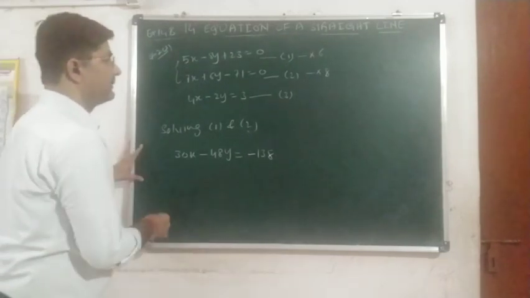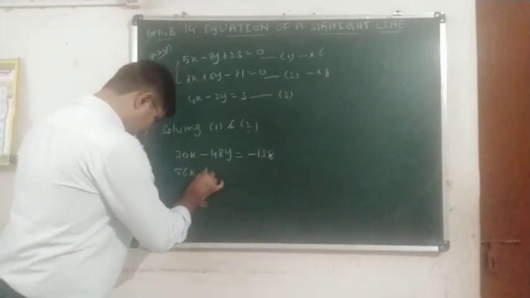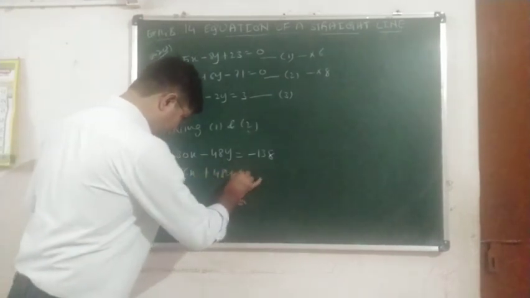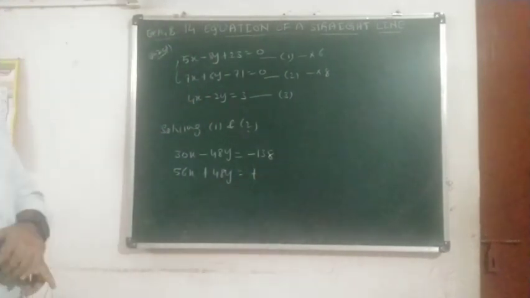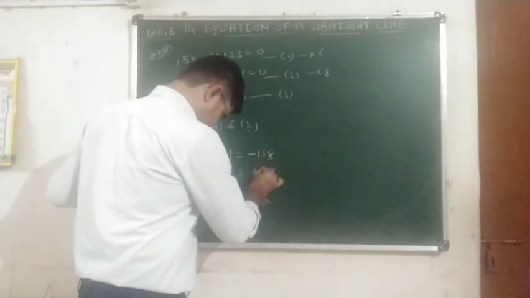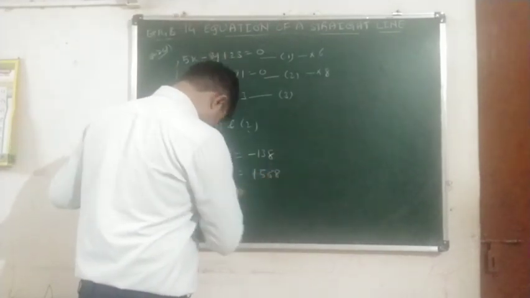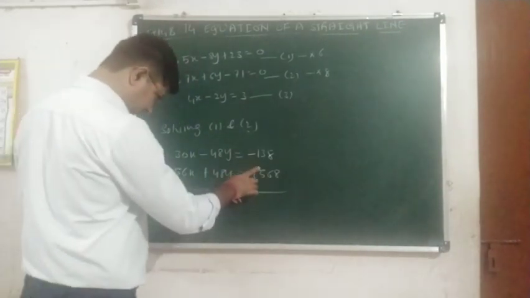Let us multiply by 8. So 7 8s are 56x plus 48y is equal to, okay, this will be plus 568. Okay, now let us add the two equations.